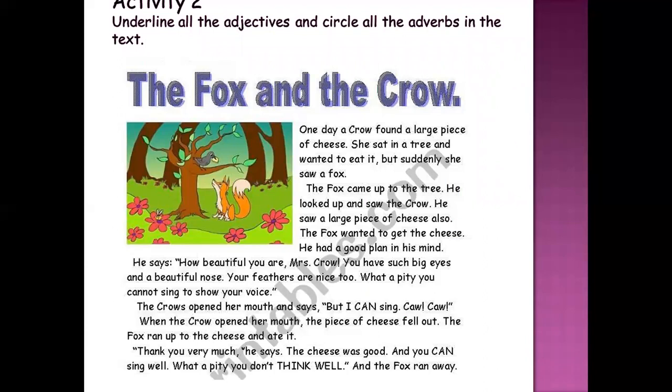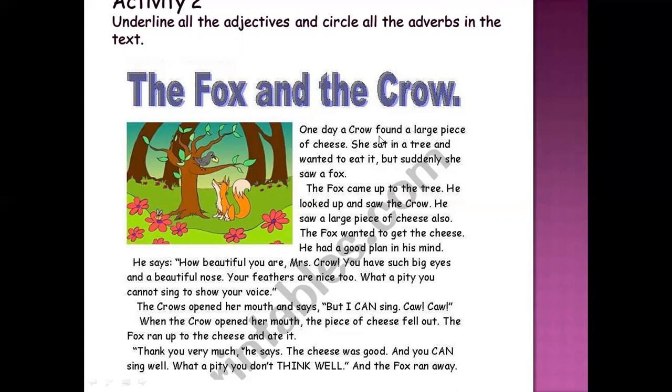Okay, children. This is your second activity. Underline all the adjectives and circle all the adverbs in the text. In this text, the same text is given. I'm going to read it again, and while I am reading this text, you can find out some adjectives and also some adverbs. Okay, children, I'm going to read this. So while I'm reading, you can jot down all the adjectives and adverbs you find.